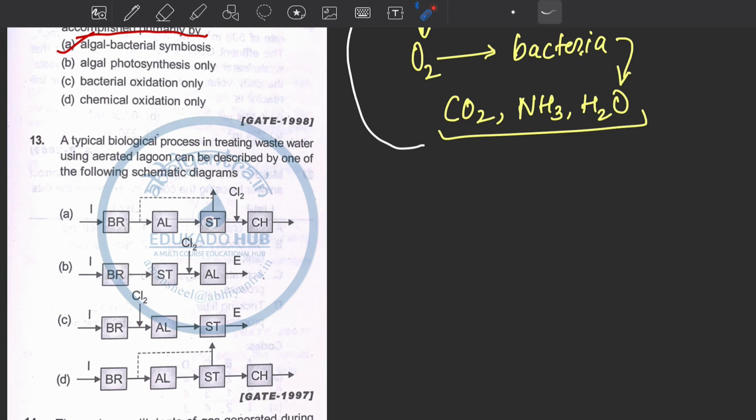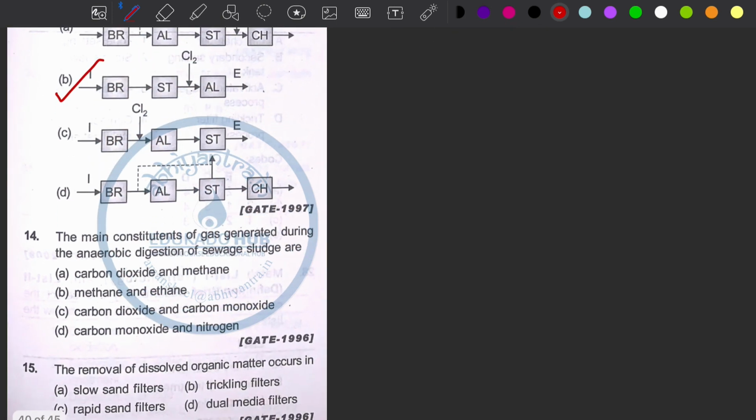So in aerated lagoons, the settling tank and sludge recirculation are absent. For an aeration lagoon, the settling tank should be absent after aeration, right? So sludge recirculation is also not used in an aeration lagoon. The option which matches properly is option B. Next is question 14. The main constituents of gas generated during anaerobic digestion of sewage sludge are CO2 and CH4, that means carbon dioxide and methane. So the correct option will be option A.